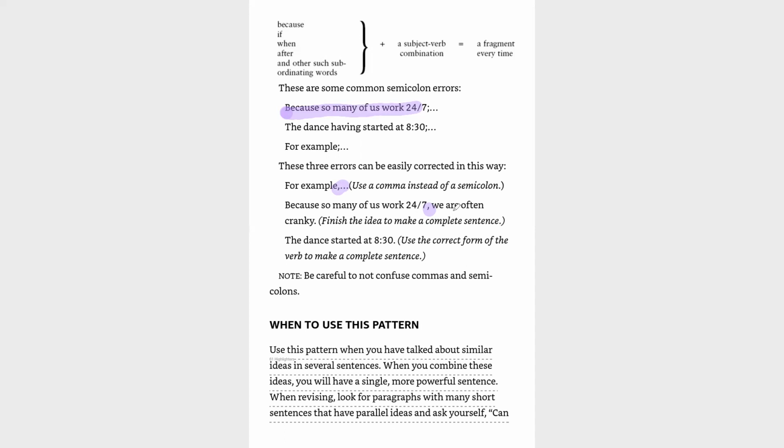We're waiting for something else. So how do you fix it? You change the form of the verb so that we're not expecting something else. And you just say the dance started at 8:30. Because when I hear the dance having started at 8:30, I am waiting for something. Be careful not to confuse commas and semicolons, okay?